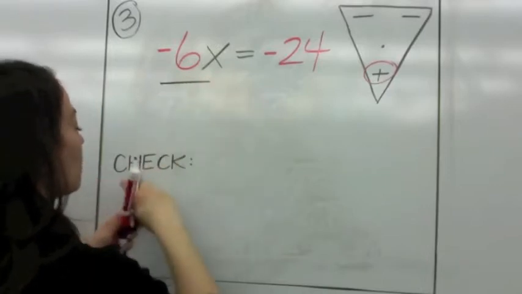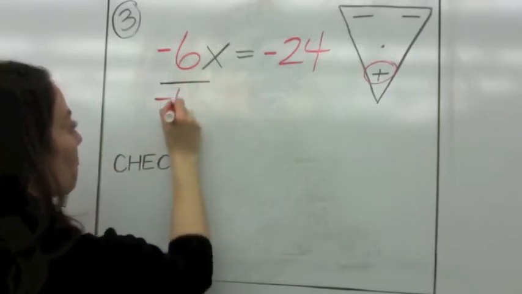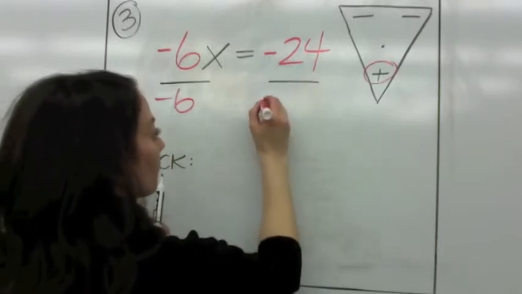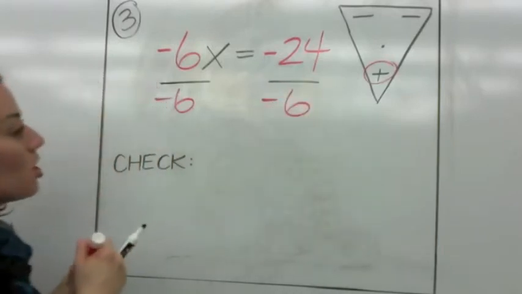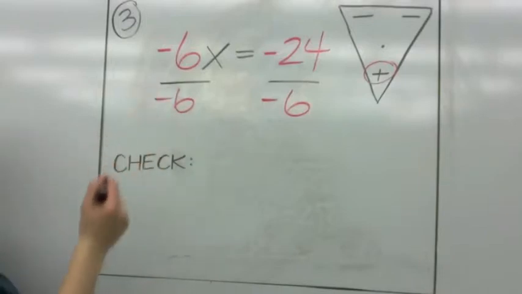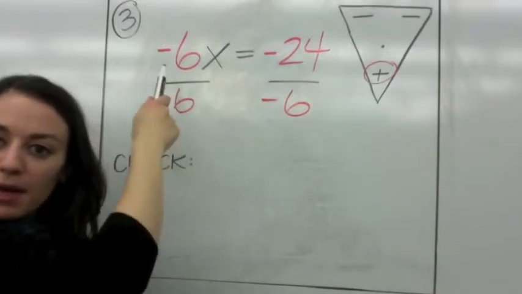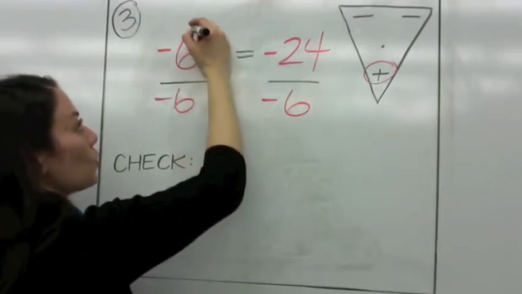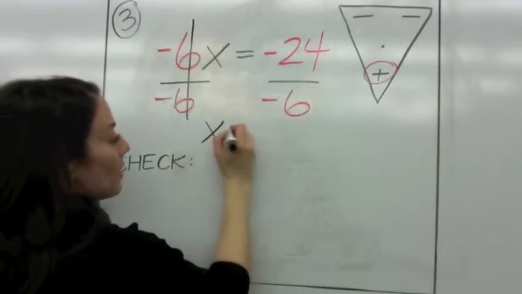You say divided by negative 6, divided by negative 6. Okay. So what is negative 6 divided by negative 6? Is it the same number as the top, as the bottom? Yes. So negative 6 divided by negative 6 is 1. You're left with X. Now she's single.